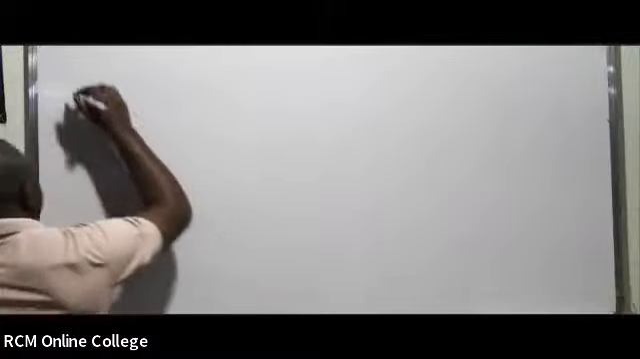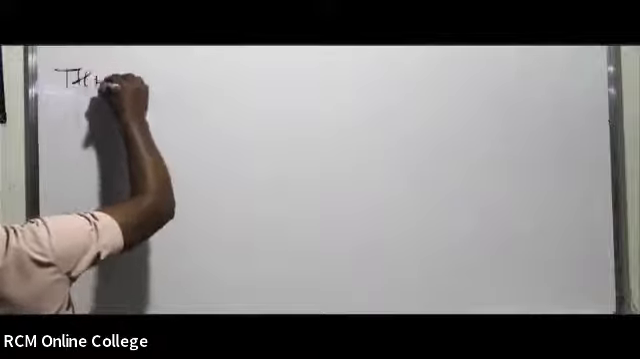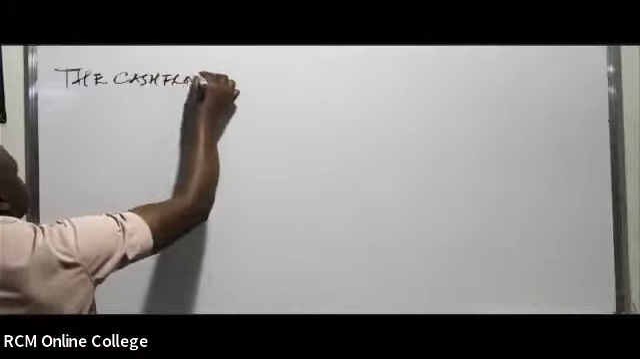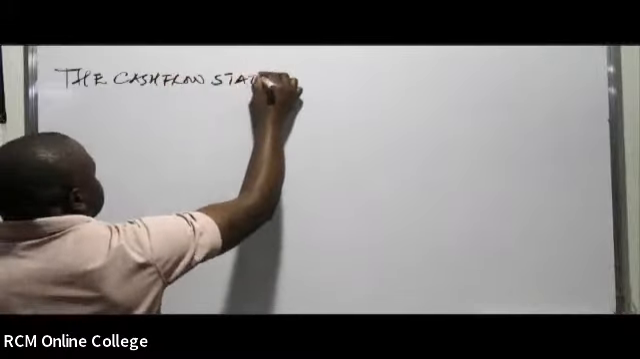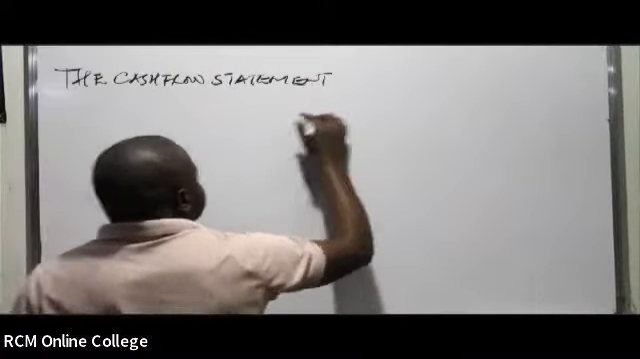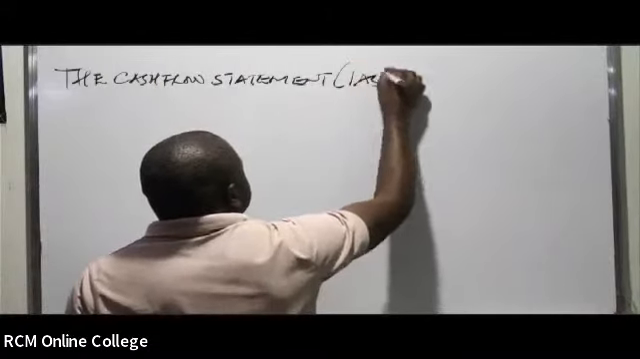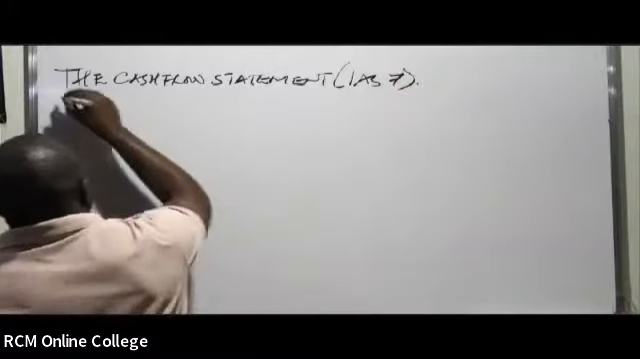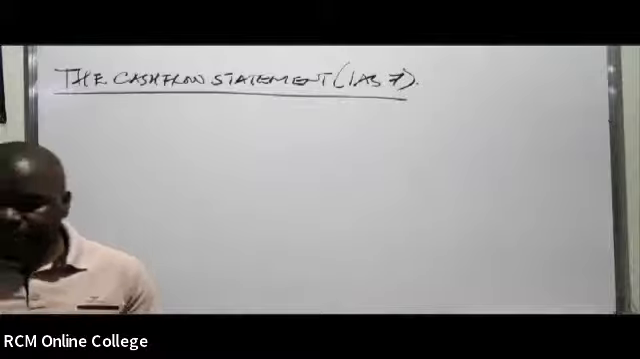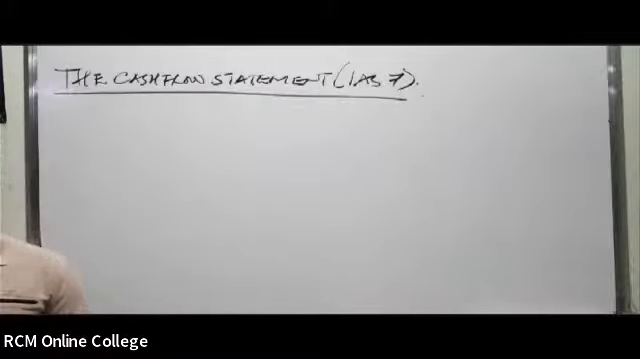So you are looking at the cash flow statement. The cash flow statement is under International Accounting Standard number 7. So this is still under published financial statements.